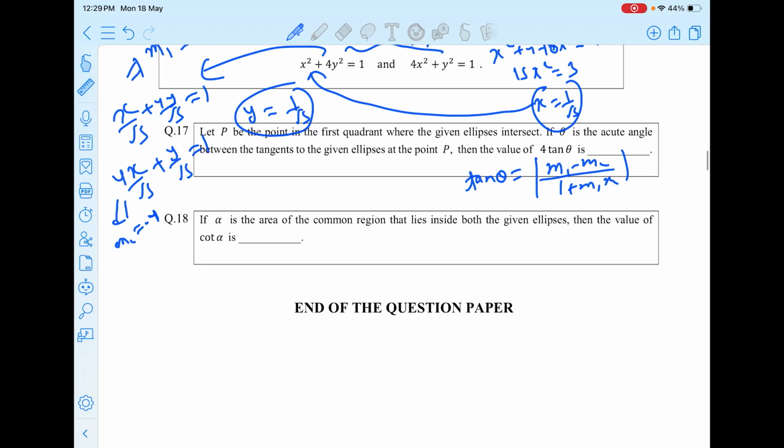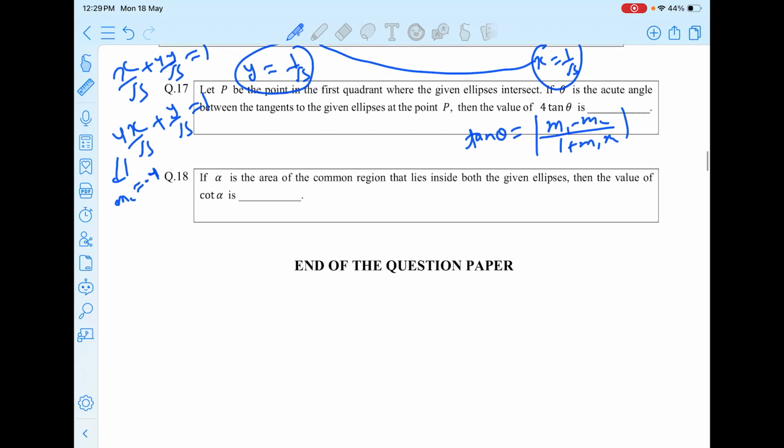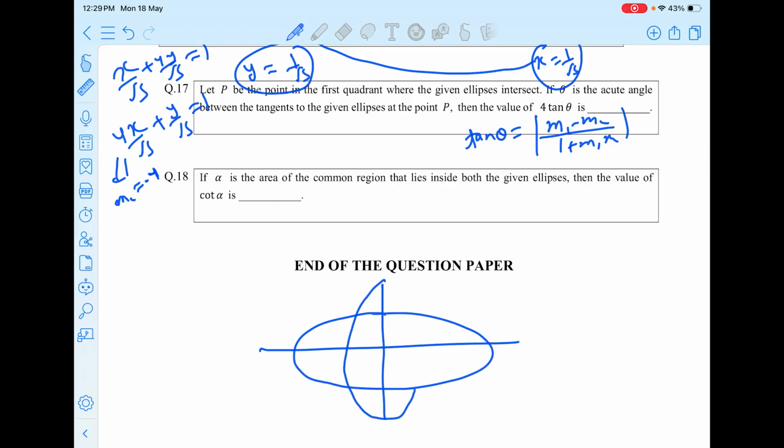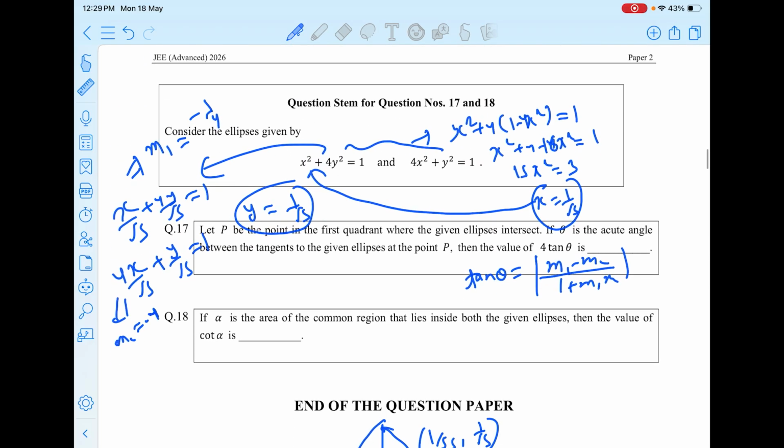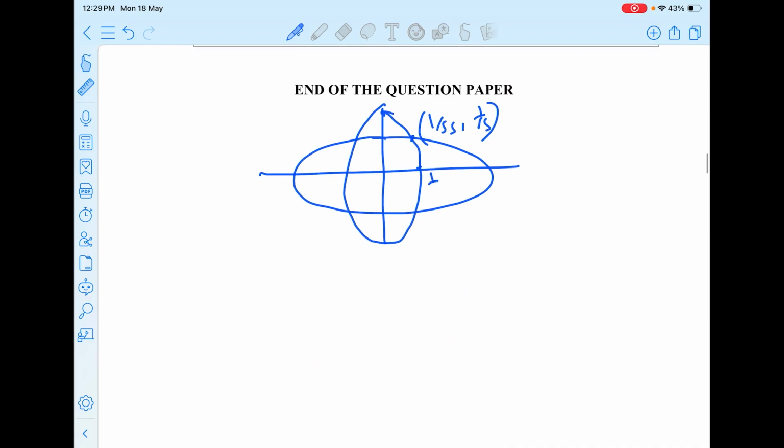Now if alpha is the common region that lies inside both the given ellipses. See, one is a vertical ellipse, one is a horizontal ellipse. One point of intersection we already got, 1 by root 5 comma 1 by root 5. For the vertical ellipse, when y is 0, x is 1 by 2, so this point is 1 by 2 comma 0. So what you have to do? From this point to this point, you have to integrate the horizontal ellipse, so 0 to 1 by root 5.